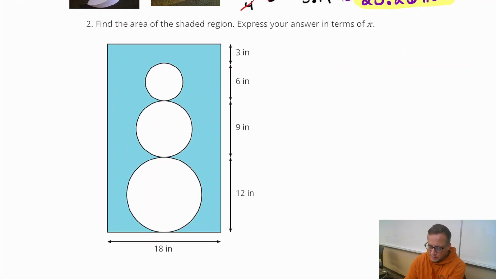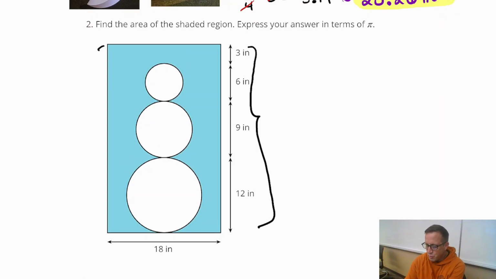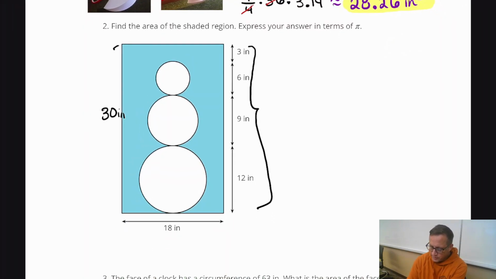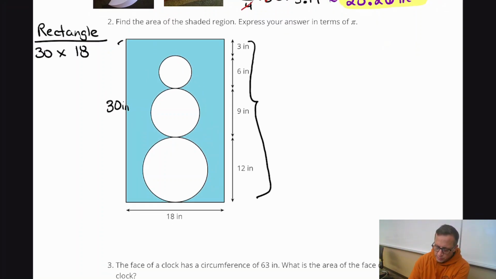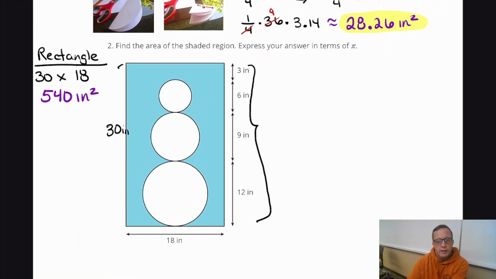So the area of the rectangle, we need to know what this is. Well, that's going to be this, right? So 3 plus 6 plus 9 plus 12 is 30. So that's 30 inches. So the area of that is going to be 30 times 18, which is 540. And that's 540 square inches. Okay, now hold on to that. That's the number we're going to subtract from.